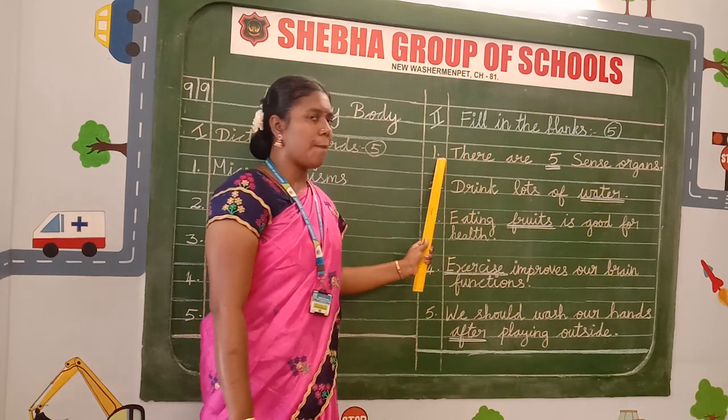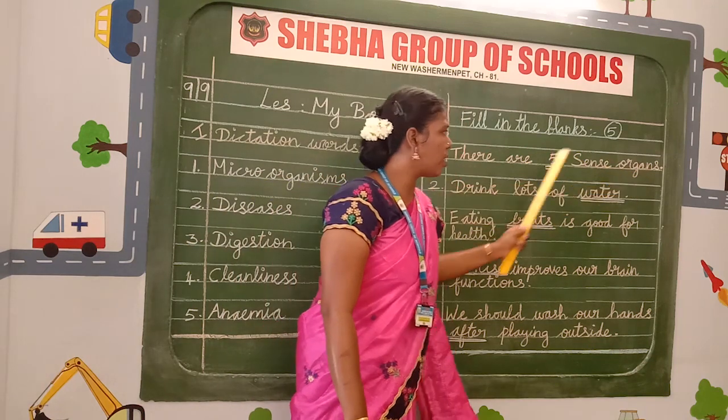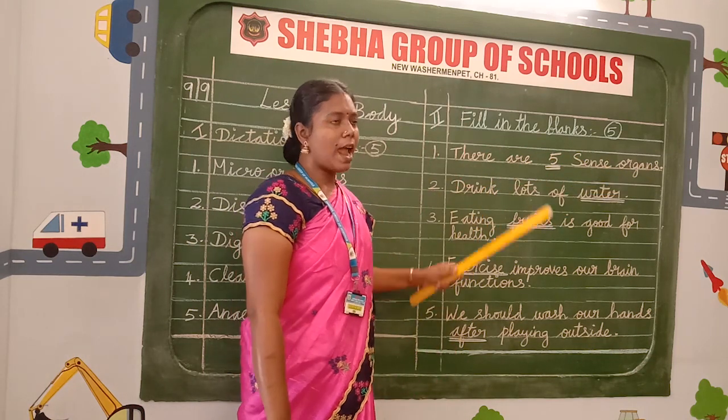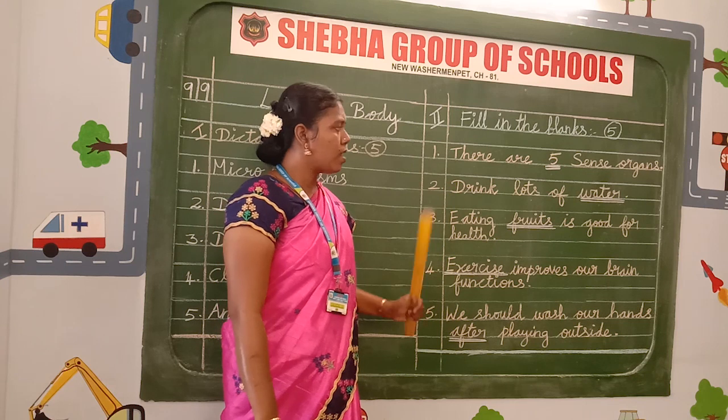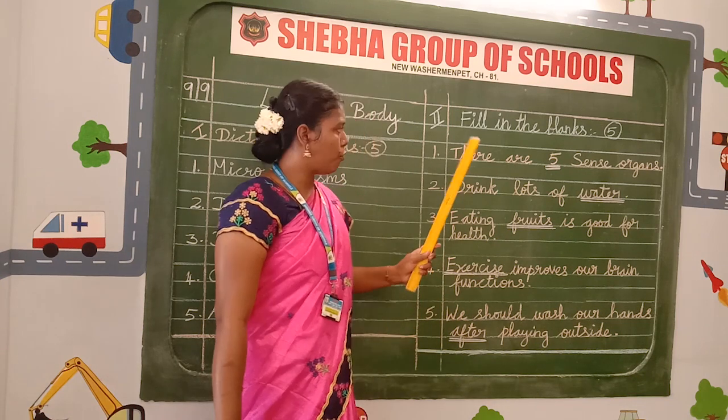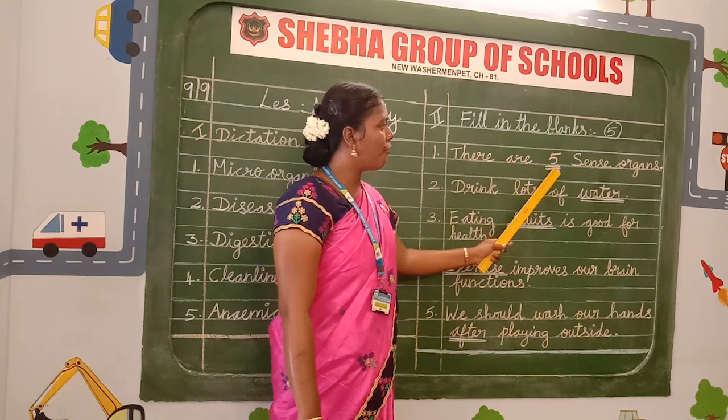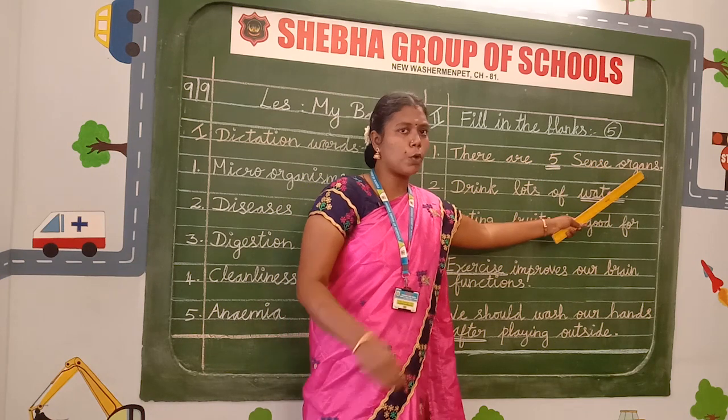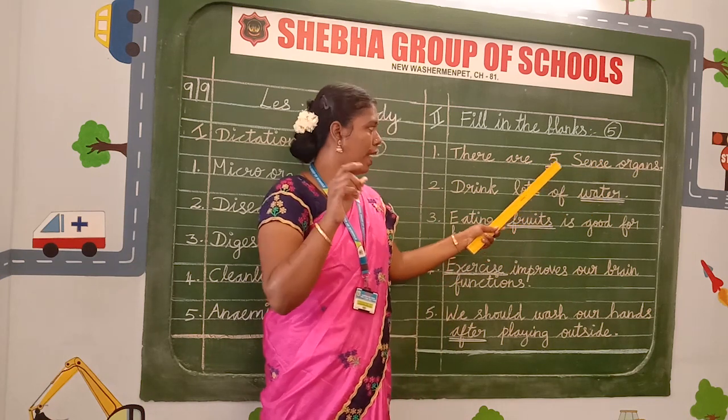You have to write 1, and if your answer continues you can continue it. Otherwise you just leave the line and write the second question. Again I will read it. Be careful, listen. There are 5 sense organs. You could write the 5 in number. So you can write 5.